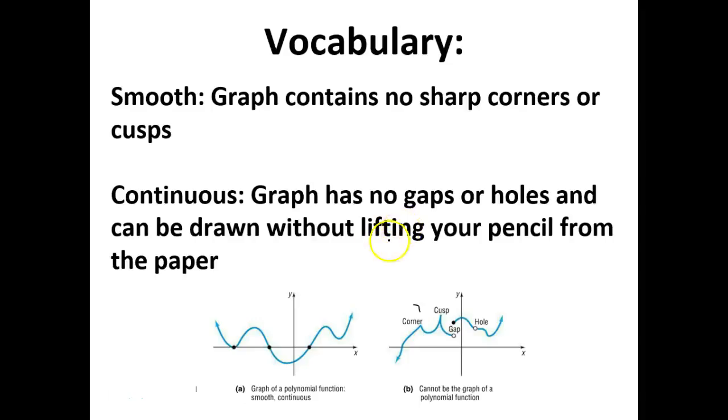Continuous means that there's no gaps or holes; it can be drawn without lifting your pencil. I can start tracing this one and I never have to lift up my pencil as I trace. This one here, I would have to lift up my pencil here to start over here. This one's not a polynomial. So polynomials are both smooth and continuous.